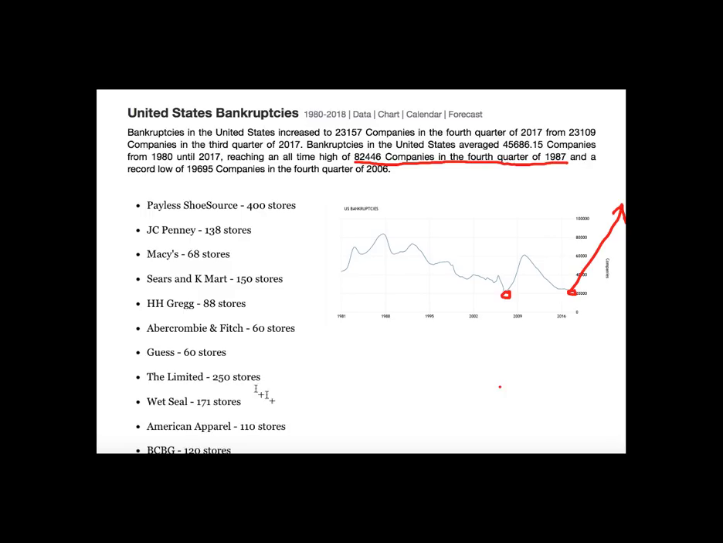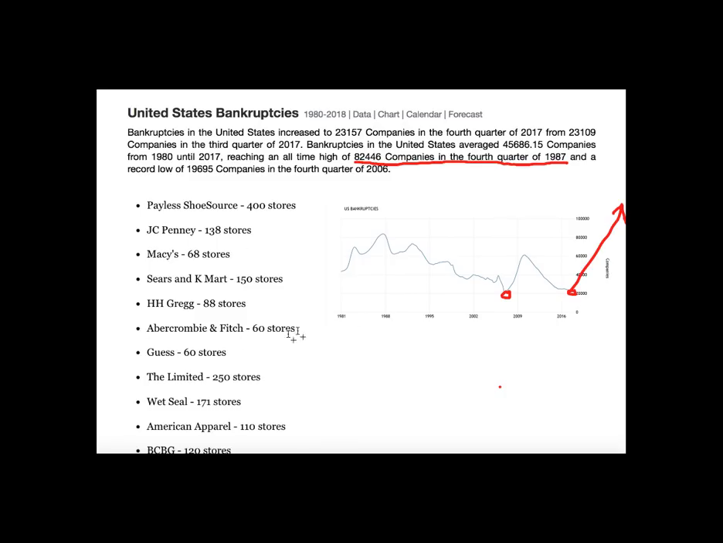Now, as bad as it seems with all these headlines and all these closures, an interesting fact I was able to dig out is this. Companies filing for bankruptcies from 1980 until 2017, reaching an all-time high of 82,000 companies in the fourth quarter of 1987. So if what we've been analyzing over the last few videos is actually going to materialize, which makes perfect sense, if the crash resembles the crash of 1987 over the course of the next month or two, we could be seeing a significant spike.